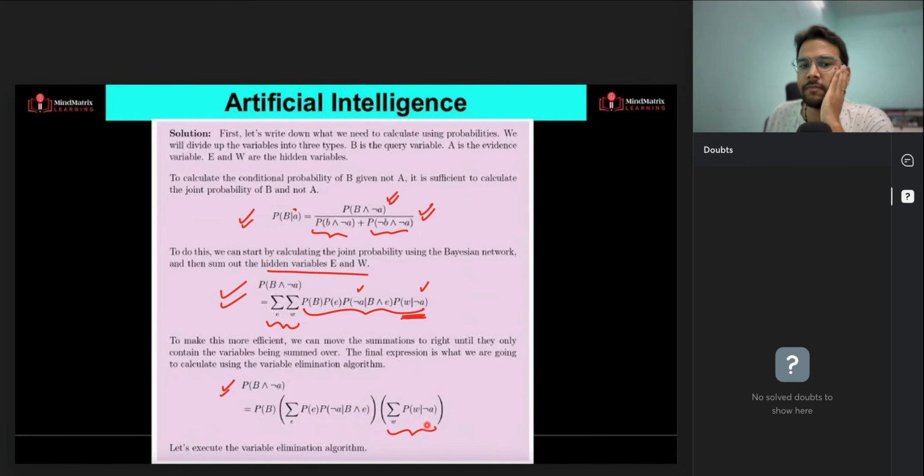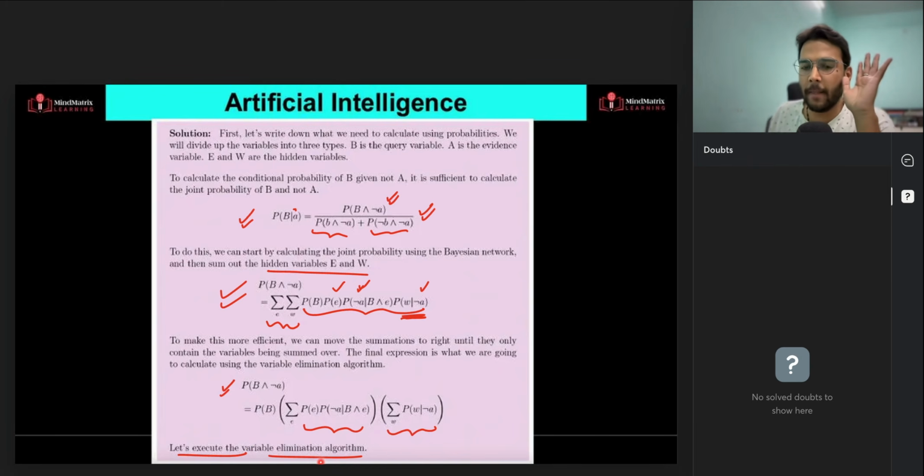So we can write like this. And E you have in these parts, this one and this one. So you can rearrange like this. All the summation you can rearrange like this. Once you rearrange this correctly, now let's execute the variable elimination algorithm.